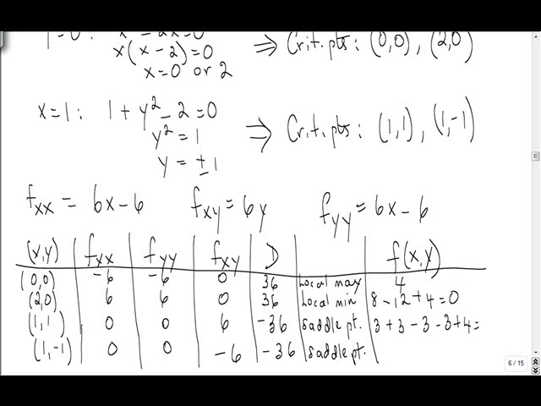Maybe 2. So what do I have wrong there? You did x cubed equals 3. Oh, that's 1. Thanks. So that's 2. And (1, negative 1). What's that? So that's a 1. It's the same thing. 3 minus 3 minus 3 is the same thing. 2. Okay.